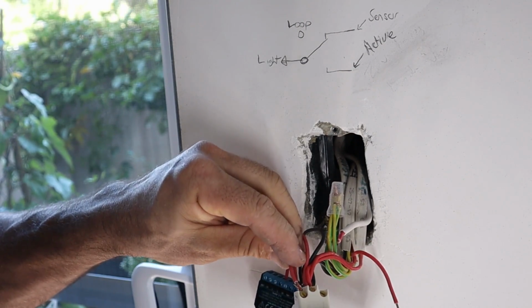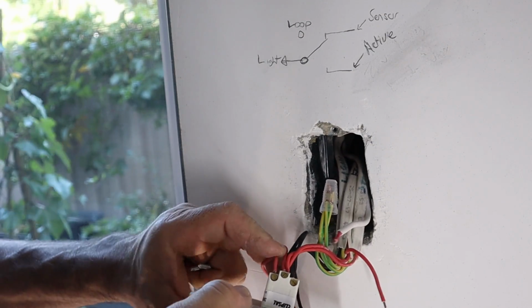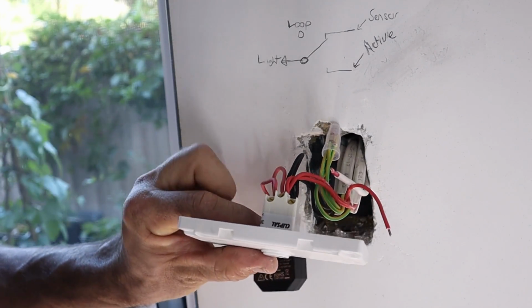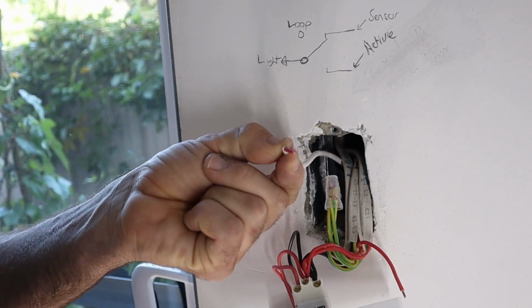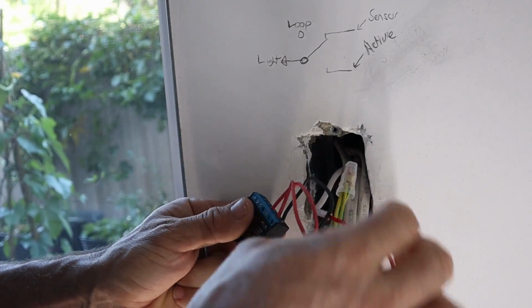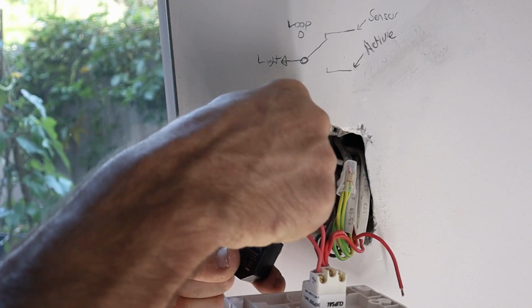Our first switch into the Shelly is gonna be coming from our push button. So when we operate the push button, it will operate the Shelly on channel one. Our second switch is going to come from our motion sensor. So when the sensor picks up motion, it will operate switch two on our Shelly.